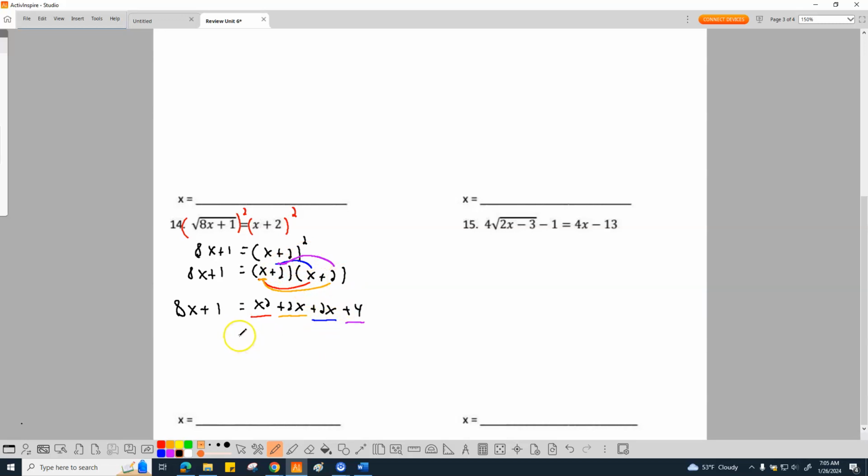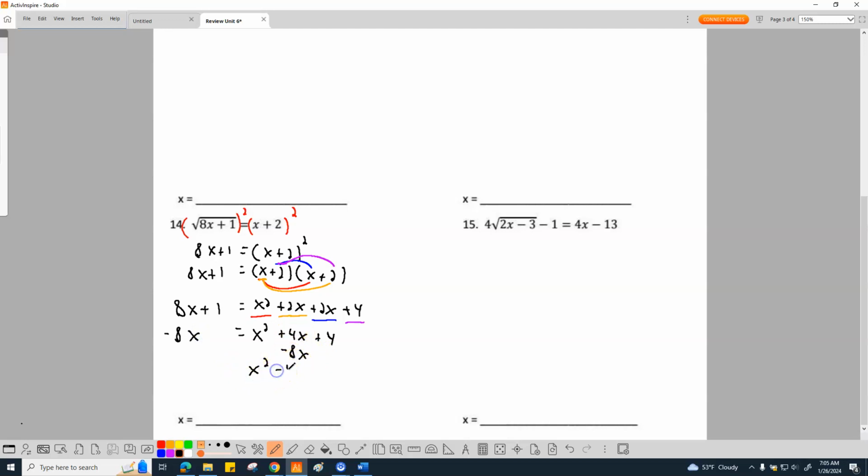So now you're going to combine like terms. X squared is fine. 2x plus 2x is 4x. And now you have this plus 4. Now you're going to subtract your 8x on both sides. Why? Because look at this x squared, y'all. We now have to solve, basically, this equation. And it's going to be quadratics. So we got to set everything equal to 0.